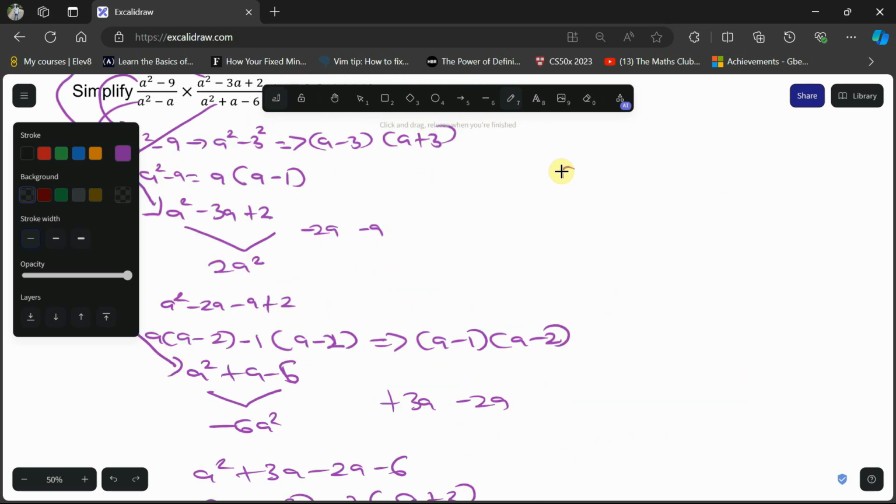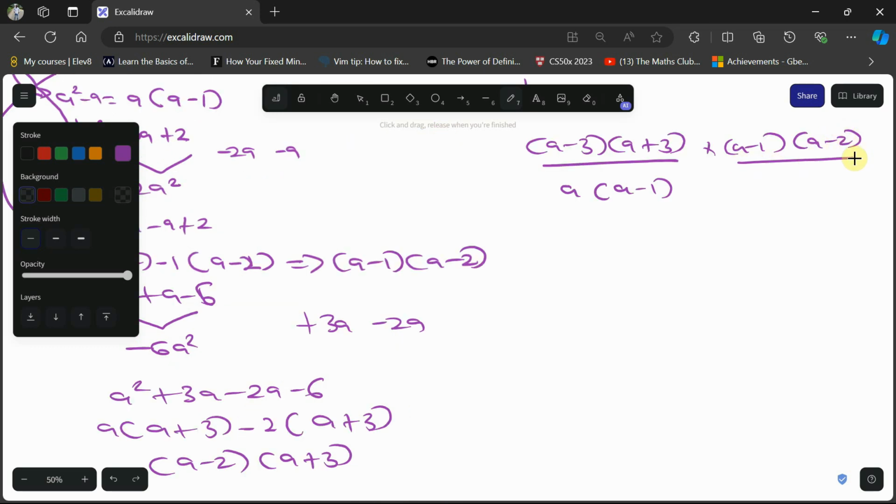So I'll say replacing. This top one gave me a minus 3, a plus 3, all over. This bottom one gave me a open brackets, a minus 1. This one gave me a minus 1, a minus 2. And then this last one gave me a minus 2, a plus 3. So because it's a multiplication and it's general, I could just cancel out a minus 2, a minus 2.